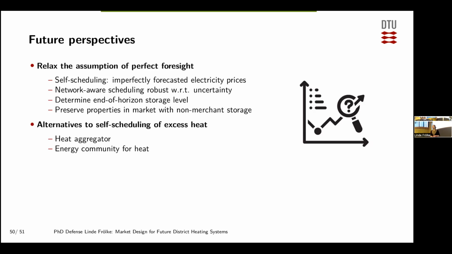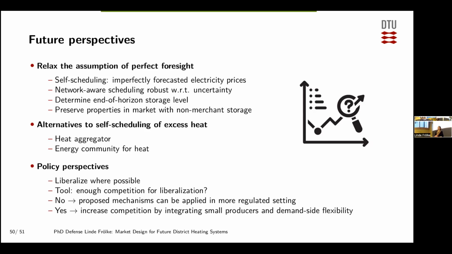The second direction for future work would be to look for alternatives to the self-scheduling of excess heat providers, because we concluded that that would not be sufficient for larger penetration of excess heat. So alternatives that could be investigated would be, first of all, a heat aggregator that would participate in the market on behalf of these participants, or also energy communities for heat, and also the different services that they could provide.